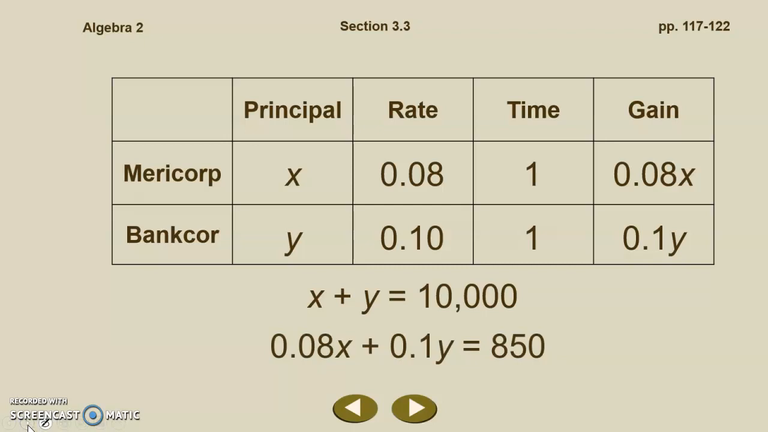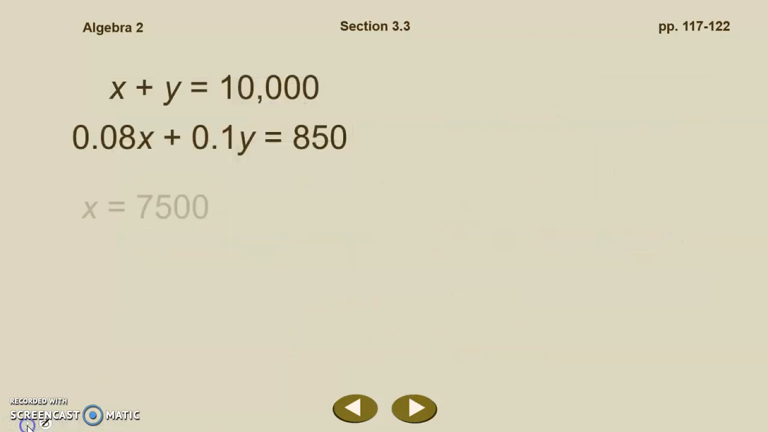Again, we could solve this by graphing, by substitution, or by elimination. Graphing is probably not reasonable with that $10,000 there. They don't show the steps on this slide. I'm going to solve this using elimination, and when we eliminate those y's, we find that x is equal to 7,500.